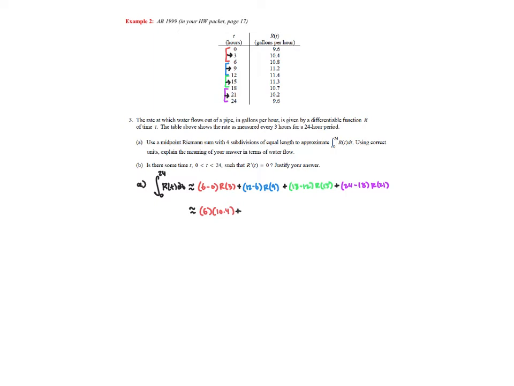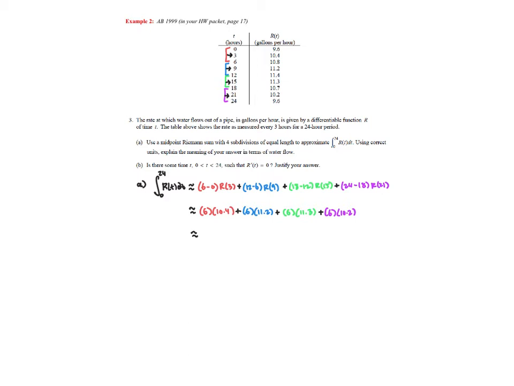Okay, each of the subdivisions are going to be the same width. R of 9 here is 11.2. Okay, 6 for the width, and r of 15, which is 11.3. And finally, 6 again for the width, and r of 21, which is 10.2. Okay, so the integral from 0 to 24 is going to be approximately equal to, I'll come back with some numbers here.